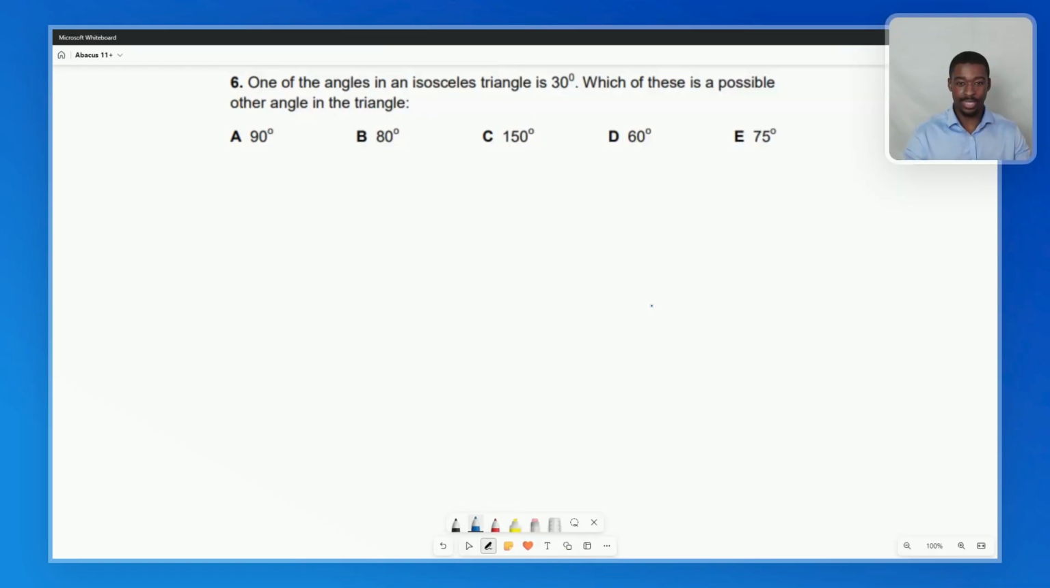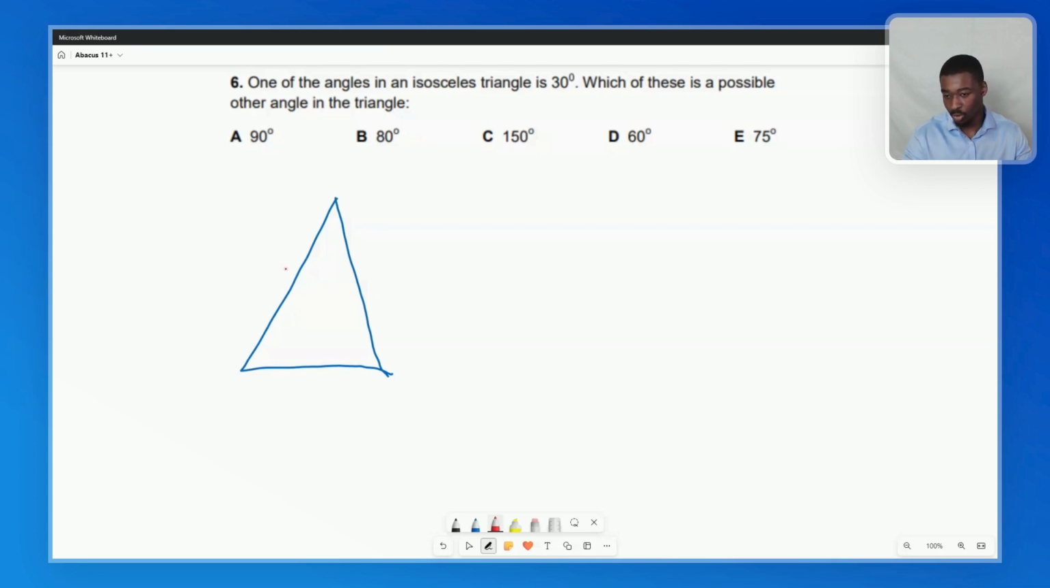Okay, so here for this next question, we have to be very logical. So we know one of the angles in an isosceles triangle is 30 degrees. Which of these is a possible other angle in the triangle? So first things first, we need to understand what we mean when we say isosceles triangle. This is an example of an isosceles triangle. And the whole point with an isosceles triangle is that we have two sides of equal length.